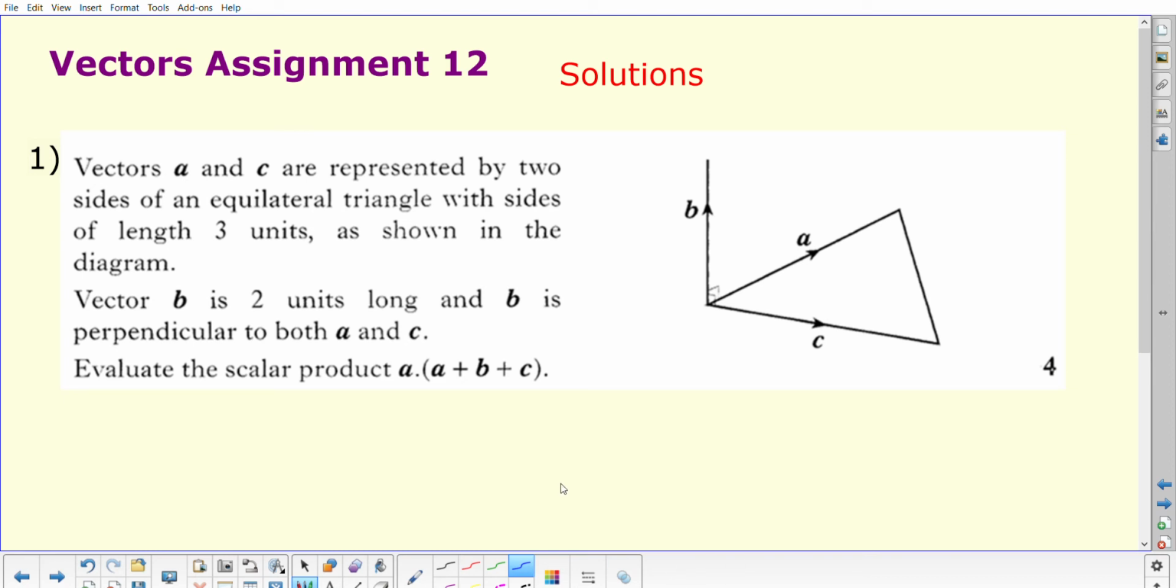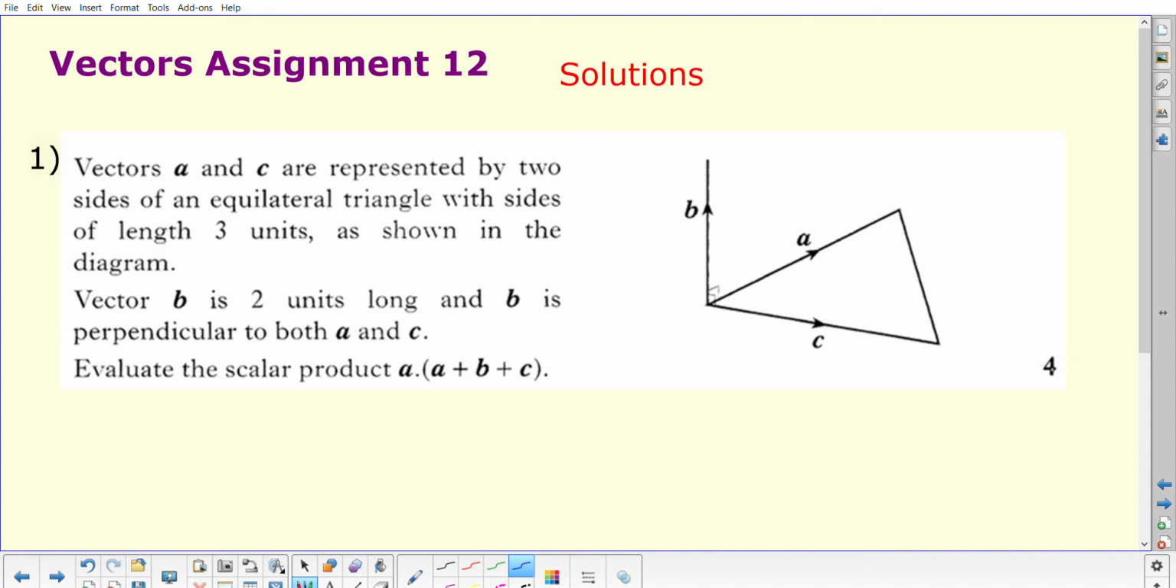So in this vectors assignment 12, this question here, which was a previous exam question, you were being given a triangle which had two vectors on it, A and C, and this is really like a 3D diagram because the vector B is a vertical vector compared to A and C, and it's perpendicular to A and C.